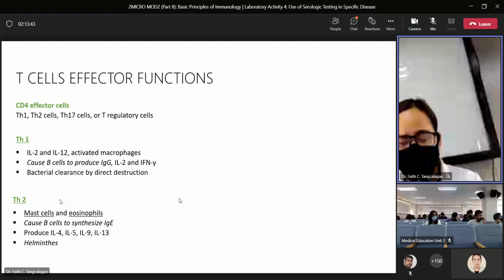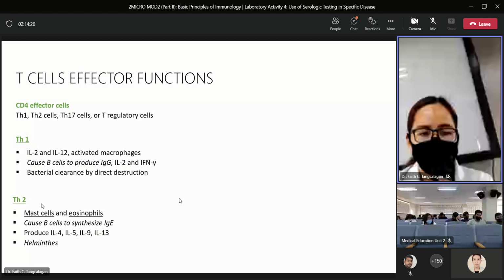So what's the difference between your Th1? It triggers your activated macrophages. For your Th2, it activates your mast cells and eosinophils. This activation causes the B cells to synthesize IgE. Then the rest is history. So there's a cascade of cytokines or inflammatory mediators, hence the production of your interleukins 4, 5, 9, and 13.